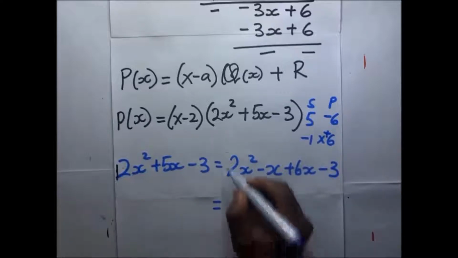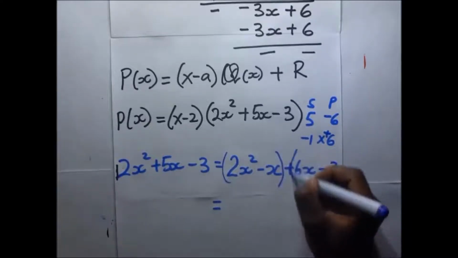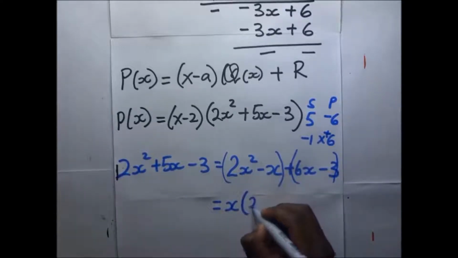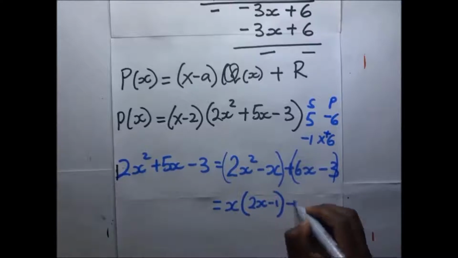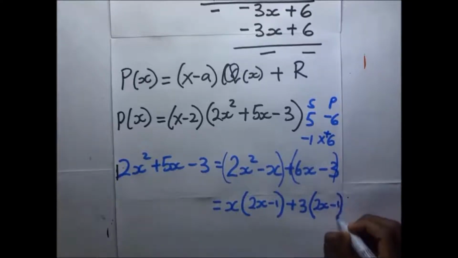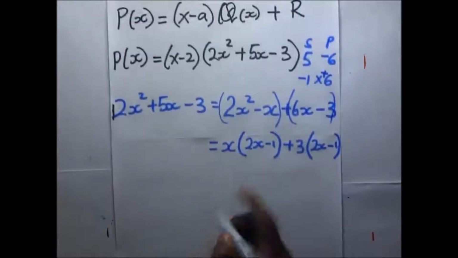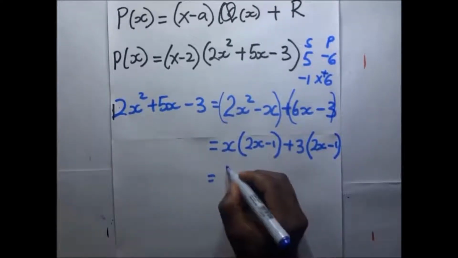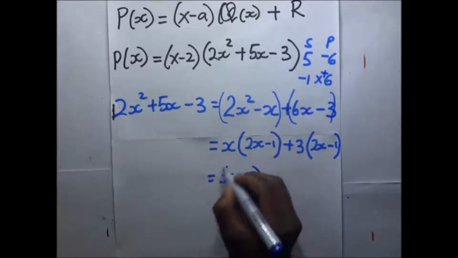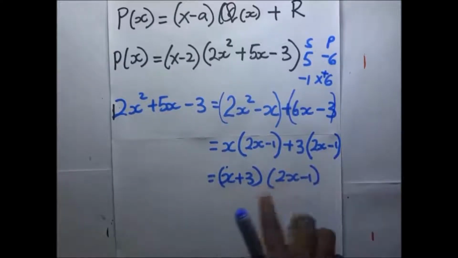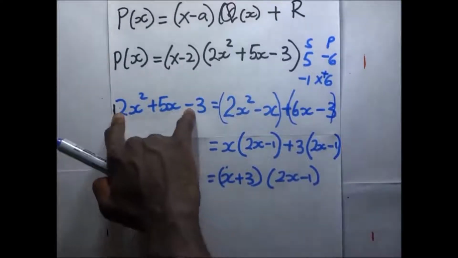So that is going to become, we pull out the common terms. The common factor here is x, so it becomes x into 2x minus 1. That is plus, what's the common factor here? 3. So it becomes 3 into 2x minus 1. And then our answer here will be, we have the common terms in the brackets being the same, so it becomes x plus 3 into 2x minus 1. So now we've prime factorized this quadratic equation.